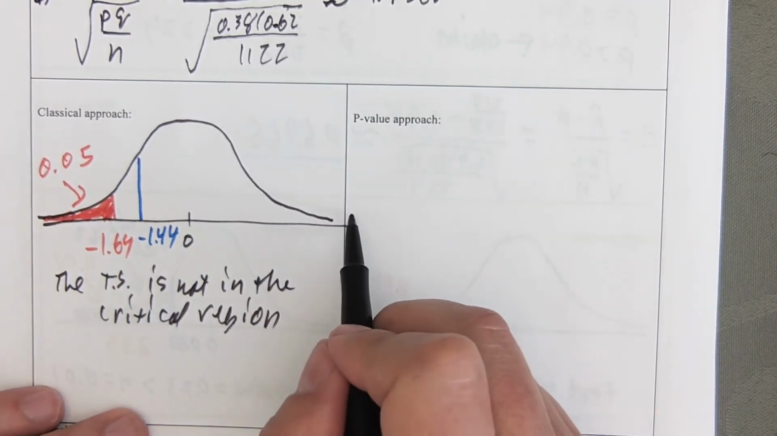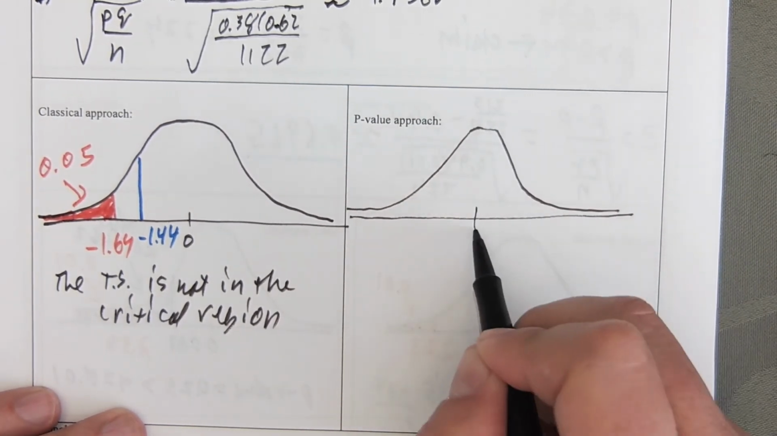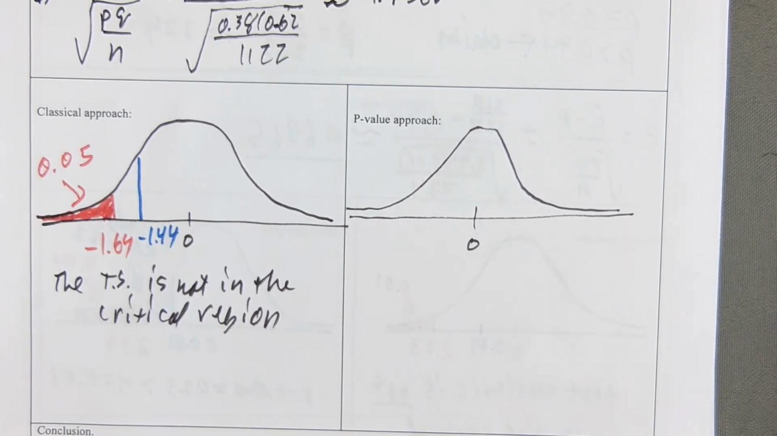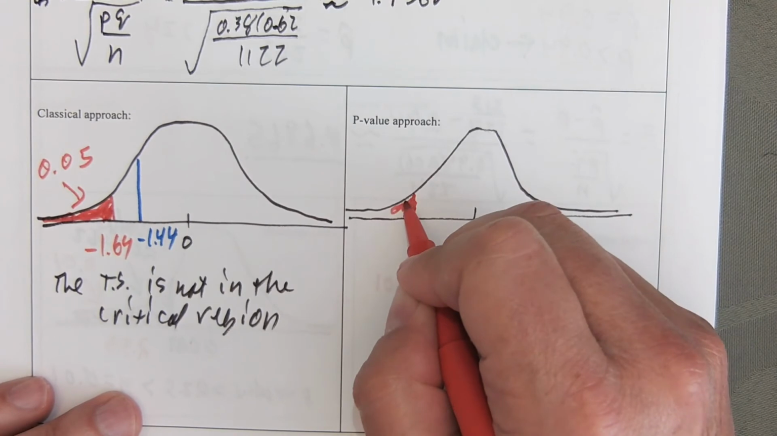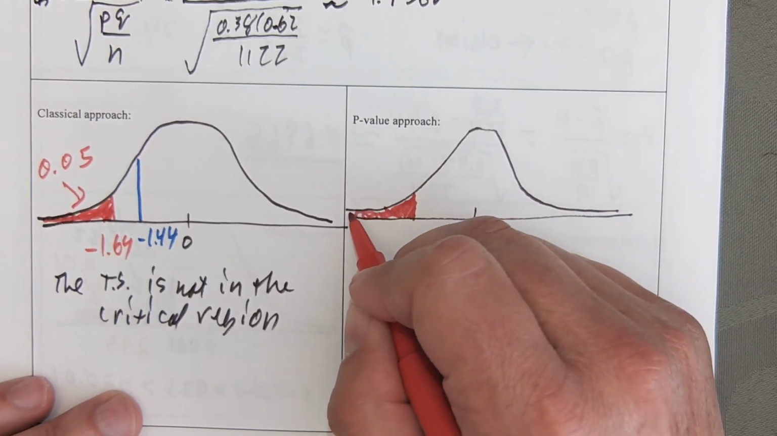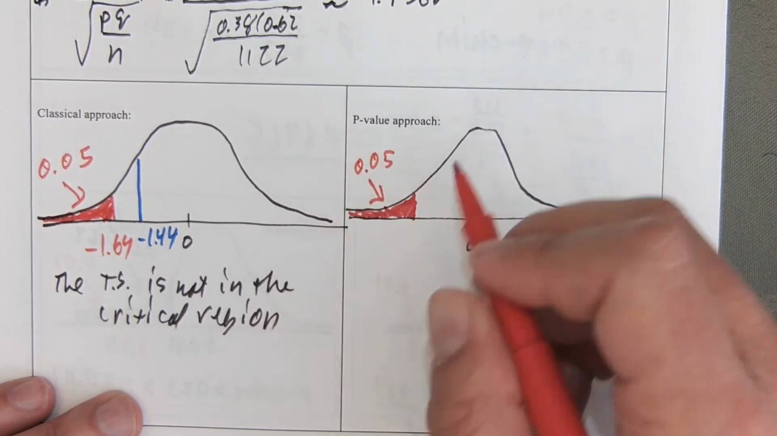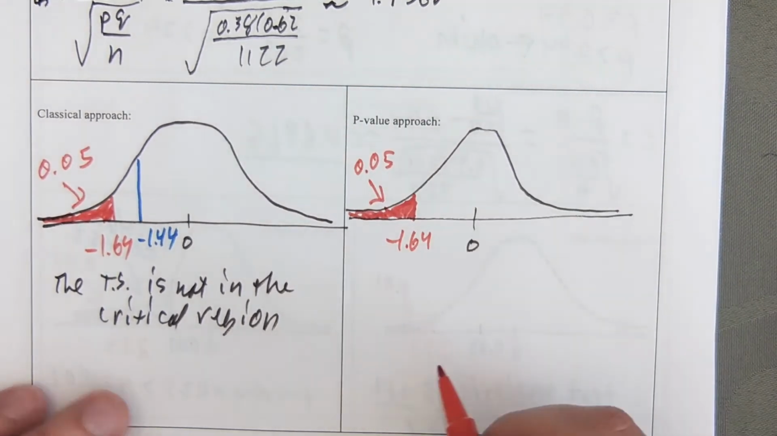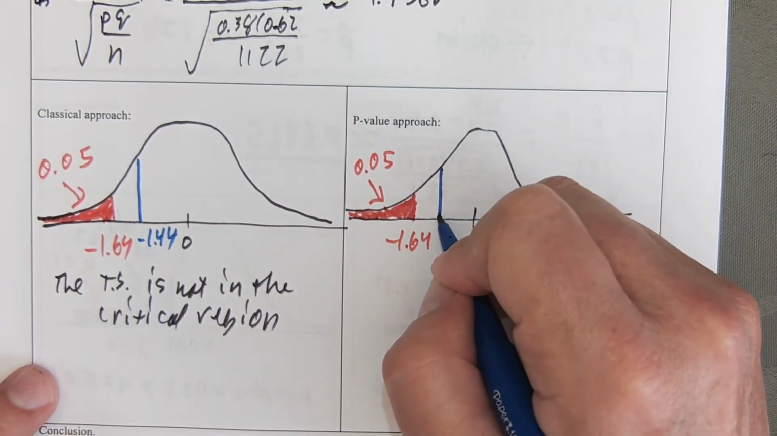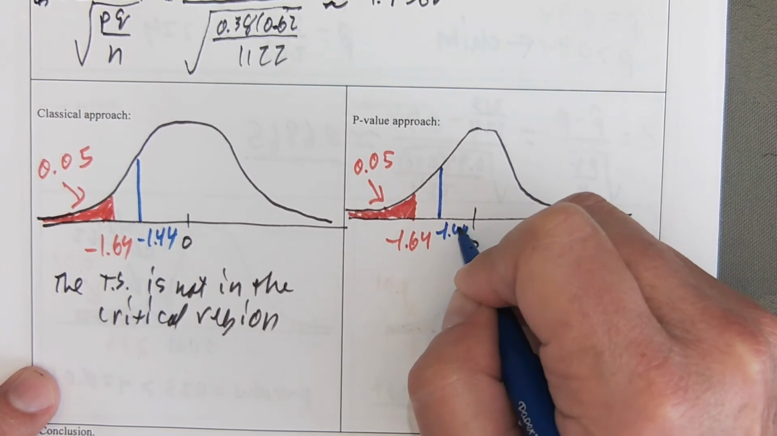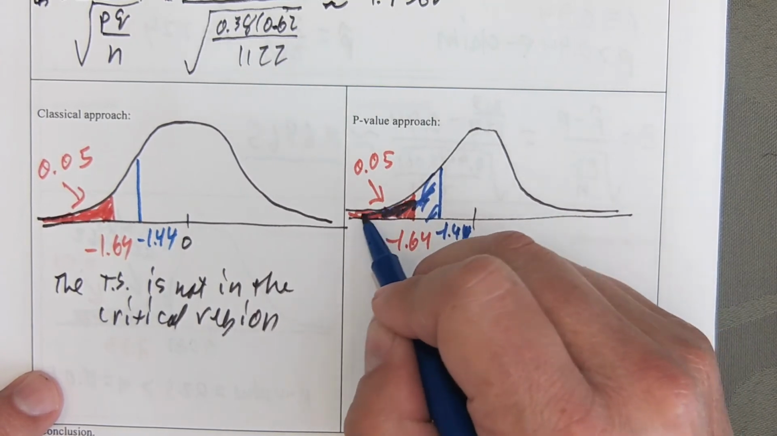And let's do our p-value approach. Once again, our alpha is going to be the same. I think it's important that you draw these out each time. It really gives you a good perspective and idea of physically what's happening as we do this. And for our test statistic, I'm going to over-exaggerate a little bit, negative 1.44. And we need this area.